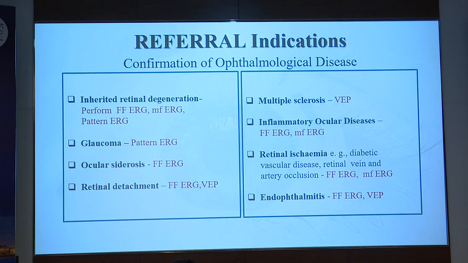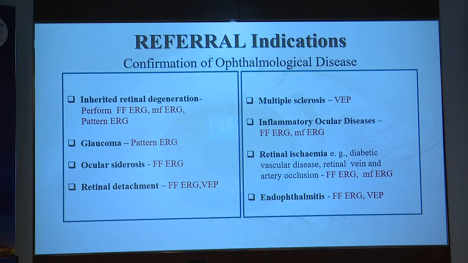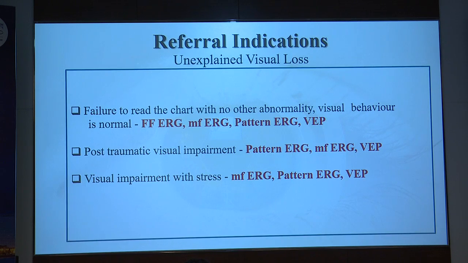These are the cases where we get the referrals for inherited retinal diseases, degeneration, and we have to perform full field ERG, multifocal ERG, and pattern ERG. In patients of glaucoma, we need pattern ERG. For ocular siderosis, full field ERG; retinal detachment, full field ERG and VEP. In multiple sclerosis, the VEP; inflammatory ocular diseases; and then retinal ischemic diseases like diabetic vascular disease and vein and artery occlusion, full field ERG and multifocal ERG. And in endophthalmitis, full field ERG and VEP help.